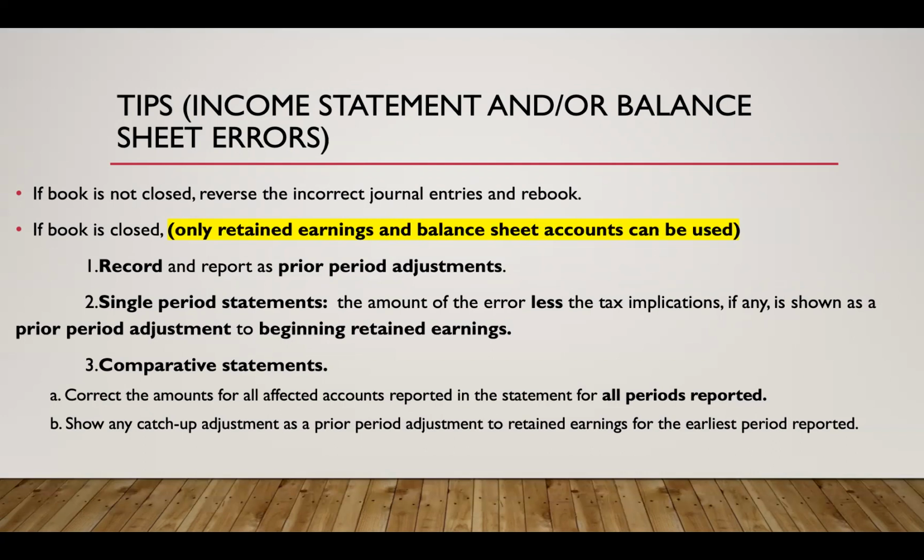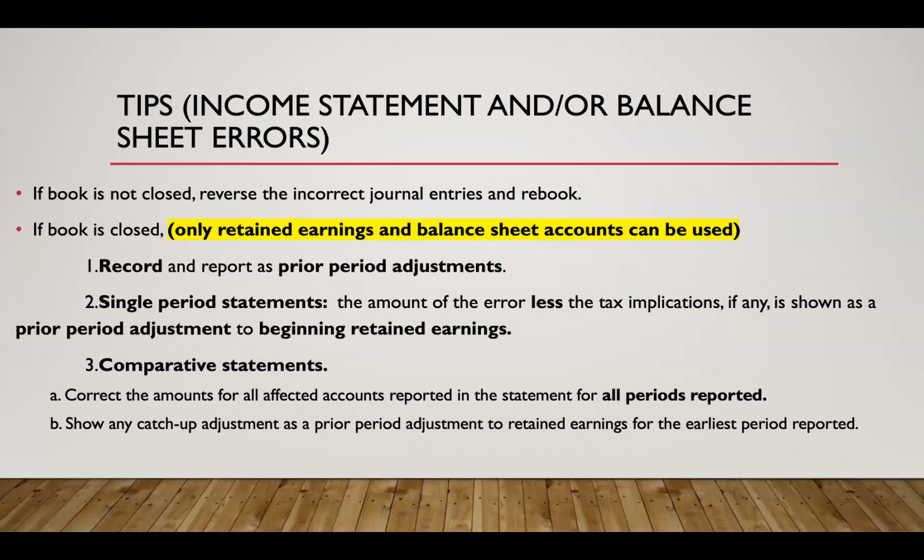How about the second scenario? What happens if the book is closed? For example, you made a mistake in a prior period and discovered it in the current period, or you made a mistake in the current period, but the financial statements have already been created at the time of discovery. If a book is closed, you have to make an adjusting entry. In this adjusting entry, only the retained earnings account and a balance sheet account can be used. You can't use any income statement account because when the book is closed, all income statement account balances have been reset to zero. Therefore, there's no meaning in making any adjustment to an income statement account.